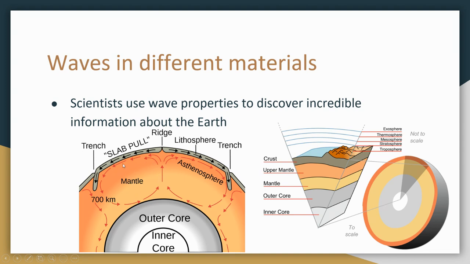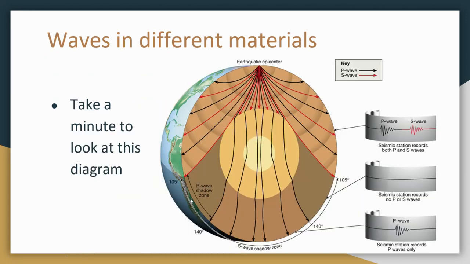Well, I lied. I was wrong. First of all, we'll get to that in a minute, but let's look at a diagram. Take a minute to look at this diagram. Pause the video if you need to, and remember that we said P waves, primary waves, and S waves are different types of waves, and they travel through different materials.